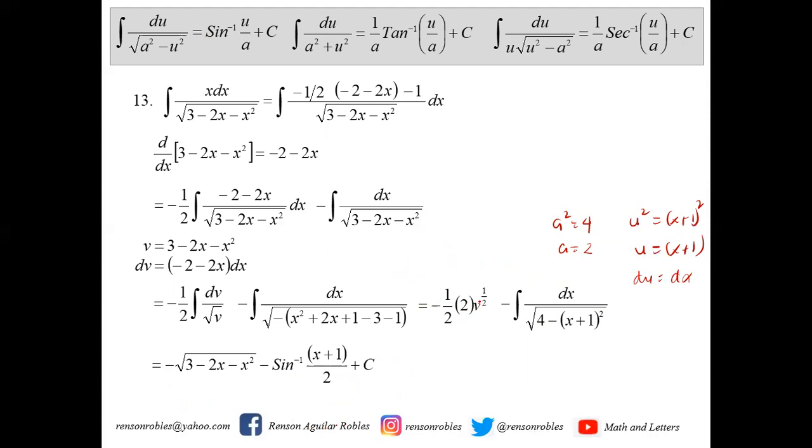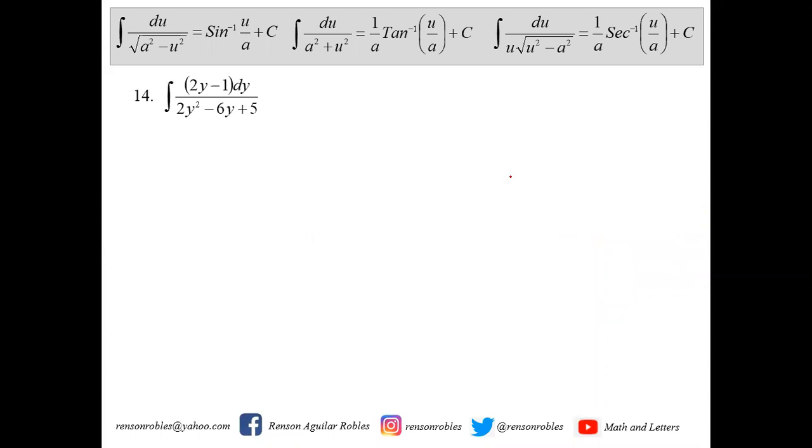V raised to 1/2 is the square root of v, where v is 3 minus 2x minus x squared. And again, this will lead us to an arc sine of the form arc sine of (x plus 1) over 2 plus c. And therefore, the integral of x dx all over the square root of 3 minus 2x minus x squared is equal to the negative of the square root of 3 minus 2x minus x squared minus arc sine of (x plus 1) all over 2 plus c. And I think this will be the last.